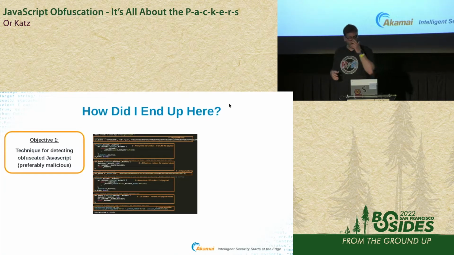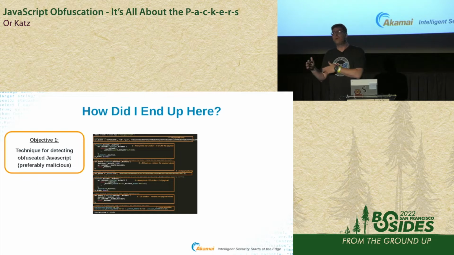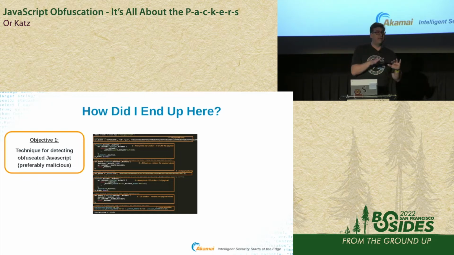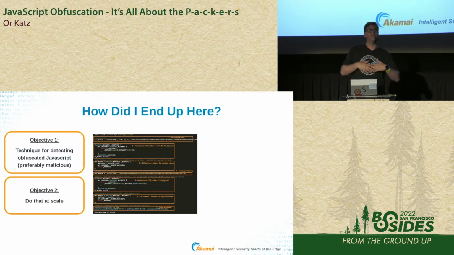The first objective was to try to figure out if I can find a technique that can enable me to detect JavaScript once it is obfuscated. But more than that, it would be nice if I could say that the obfuscated JavaScript is actually malicious. So that's the first objective. The second objective was, well, I need to do that at scale. It's not a matter of 1 or 2 or 10 or 20. I need to do 100 or even 1,000 in a given time frame.